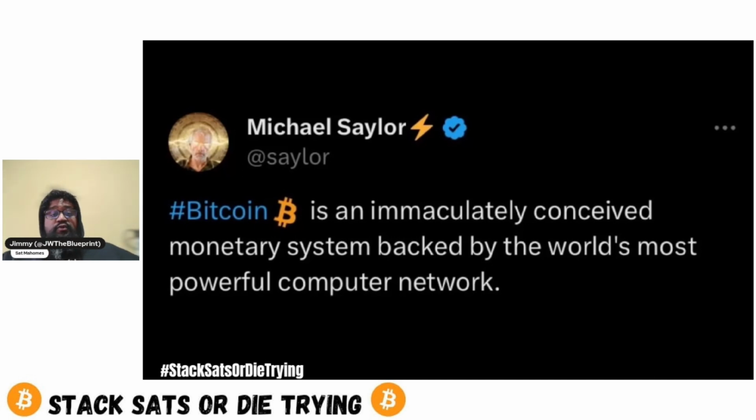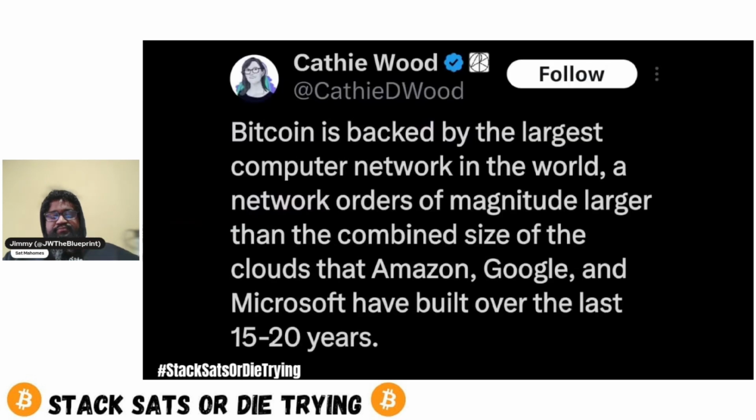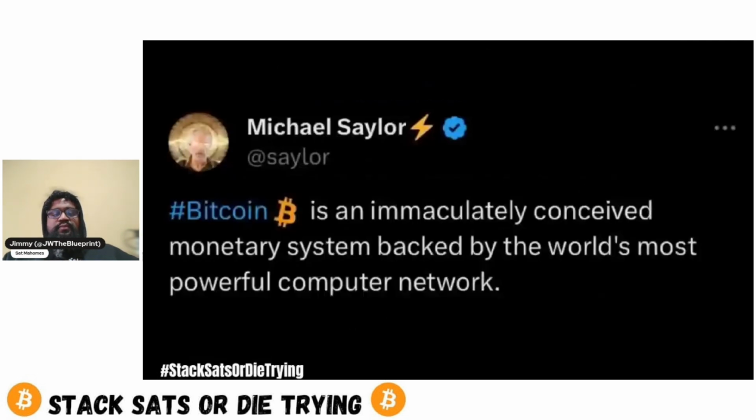With all that being said, this is a tweet from Michael Saylor for those listening that I just read. I'll repeat it again. He says, Bitcoin is an immaculately conceived monetary system backed by the world's most powerful computer network. Look at that, in conjunction with what Cathie Wood said. Let's look at an amalgamation of both of these thoughts. Bitcoin is backed by the largest computer network in the world, a network orders of magnitude larger than the combined size of the clouds that Amazon, Google, and Microsoft have built over 15, 20 years. She's talking about the network. He's talking about the network.